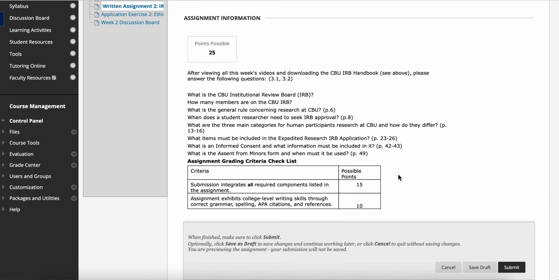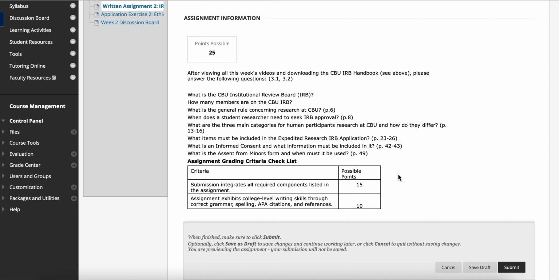What are the 3 main categories for human participants research at CBU, and how do they differ? What must be included in the expedited research IRB application? What is informed consent, and what information must be included in it? And what is an assent form for minors, and when must it be used?